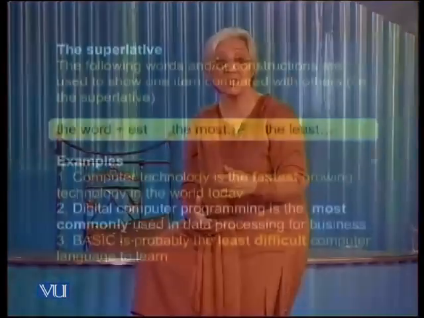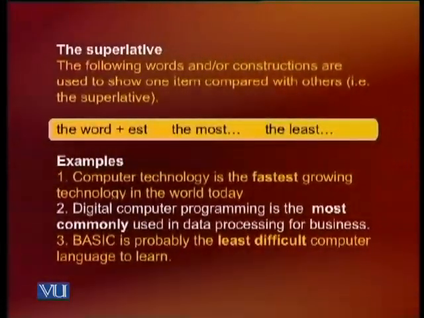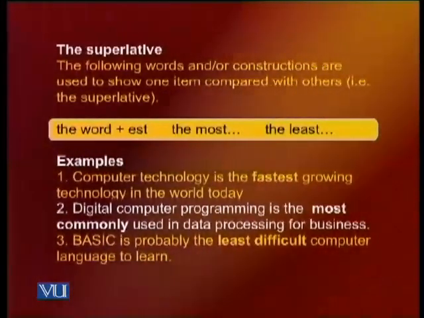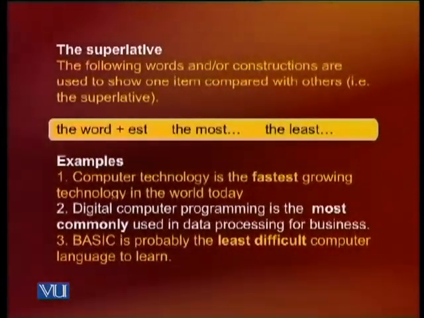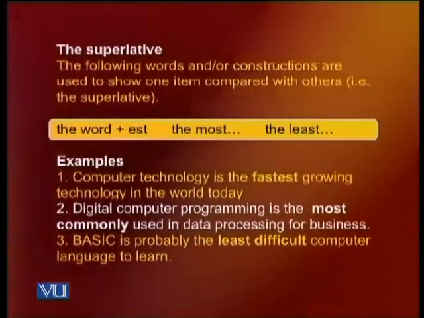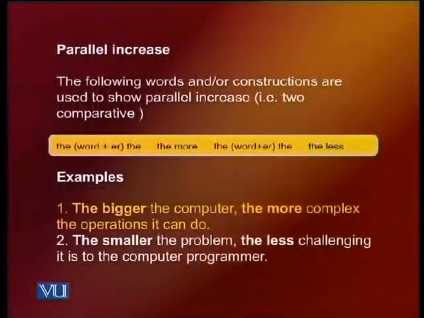And we have constructions to show one item when compared with others. And we use the superlative. And the words are the most, the least. Look at the examples. Number 1 is the word fastest. And in the second sentence, it's the phrase most commonly. Number 3, least difficult.